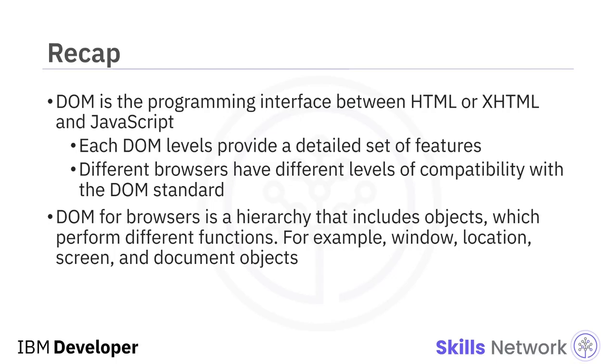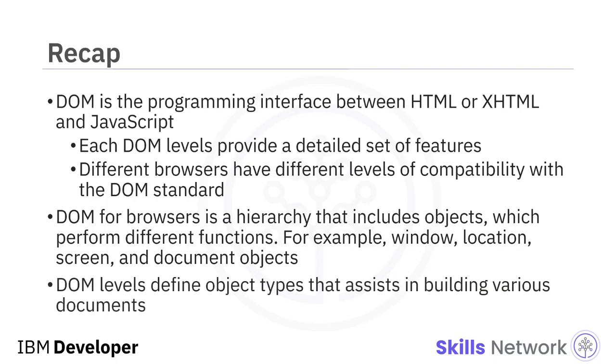Screen object derives information about the user's screen. And the document object provides access to all HTML elements within a page. DOM levels define object types, with which developers can build a variety of documents, from plain HTML documents for web pages to more complex forms.